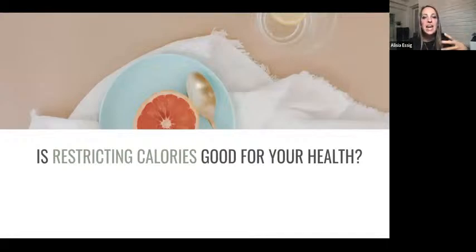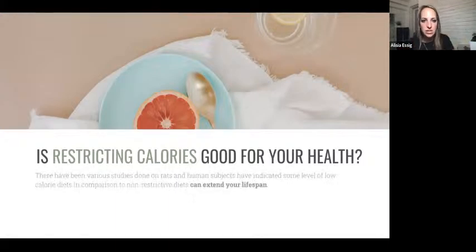Now, is restricting calories even good for your health? Is it even healthy to eat a low calorie diet? Honestly, there have been many, many studies that have shown that low calorie diets, in comparison to non-restrictive diets, can actually extend your lifespan. So it matters.